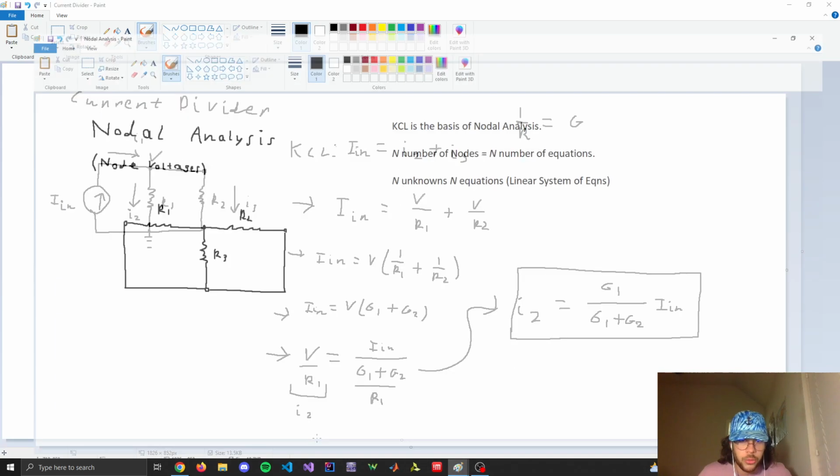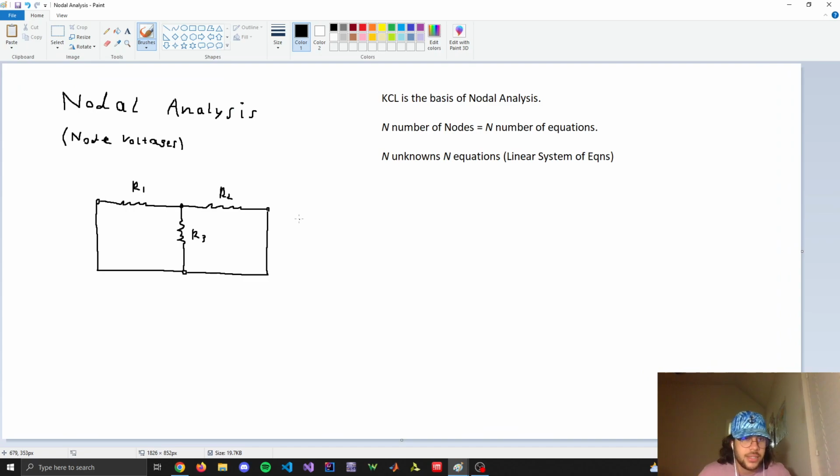Next, we're going to go over nodal analysis. So now we're entering some of the basic techniques to solve resistor networks. So nodal analysis, the basis of it is KCL. What you're trying to do in nodal analysis is find voltages across nodes. So you want to find out what these node voltages are, because once you know the node voltages, you can find the current flowing in that particular branch.